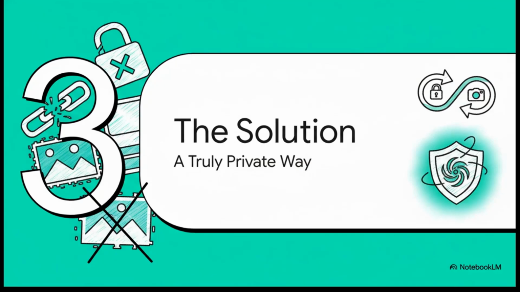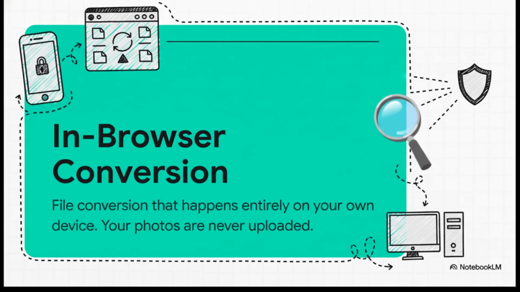All right, so this feels like a trap, doesn't it? If you change the camera setting, you ruin your photos. If you use an online converter, you risk your privacy. It feels like a total lose-lose situation. But thankfully, there's a much, much better way, a secure technology that actually gives you the best of both worlds. It's called in-browser conversion, and the tech behind it is actually pretty brilliant.